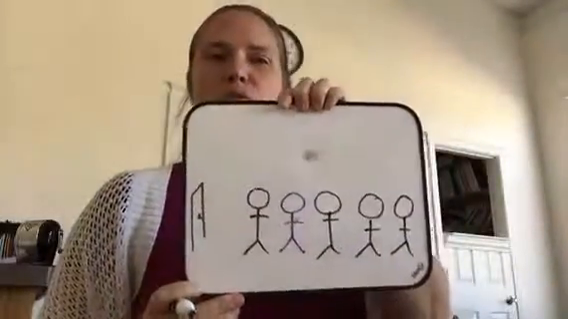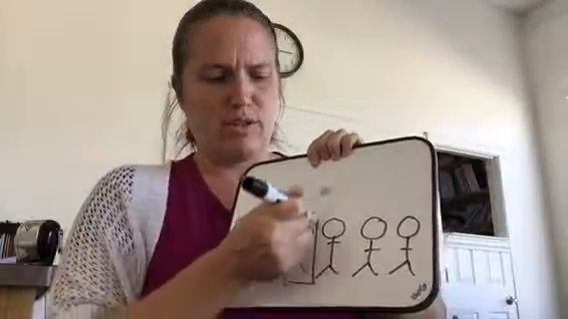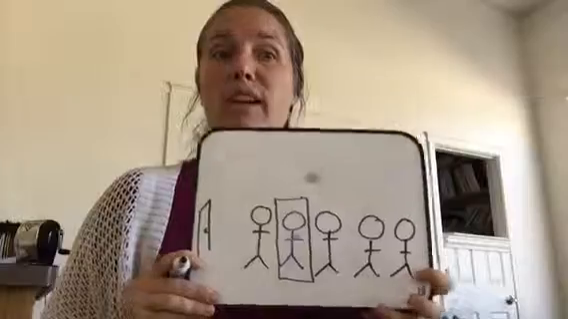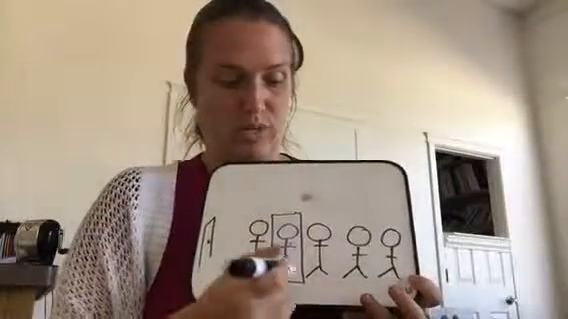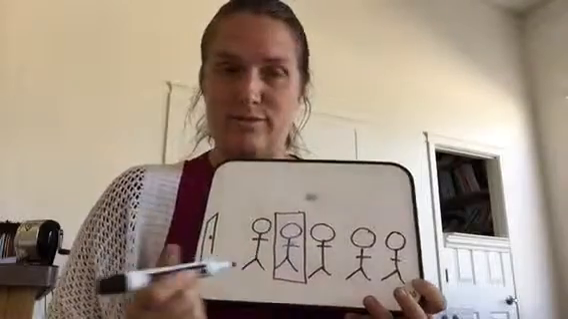Maybe you didn't have a purple marker like I do. So instead of doing a purple marker, you could just put a box or a circle around your person that is second in line. All right, here we go. We have our 5 people, 1, 2, 3, 4, 5, and the person we put the box around is second.